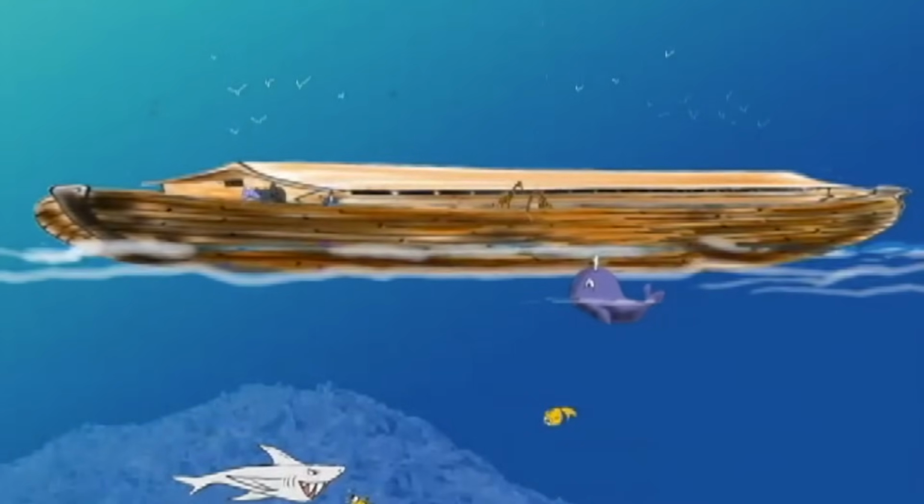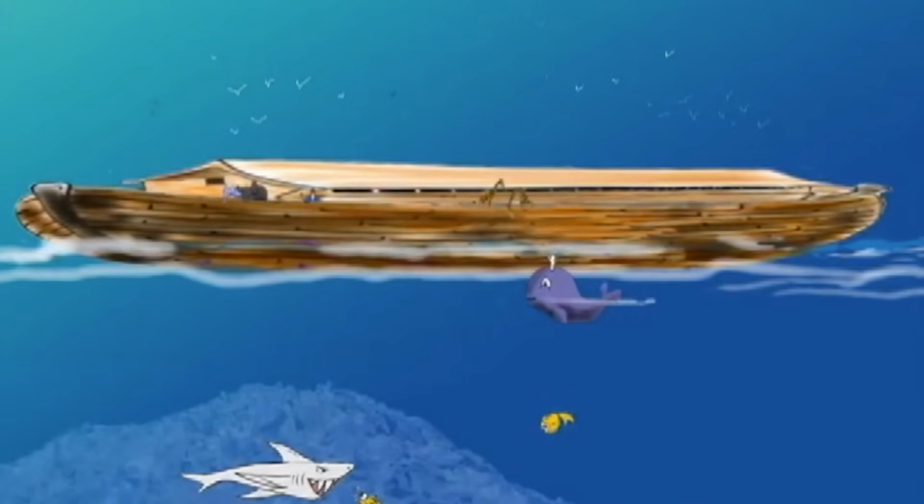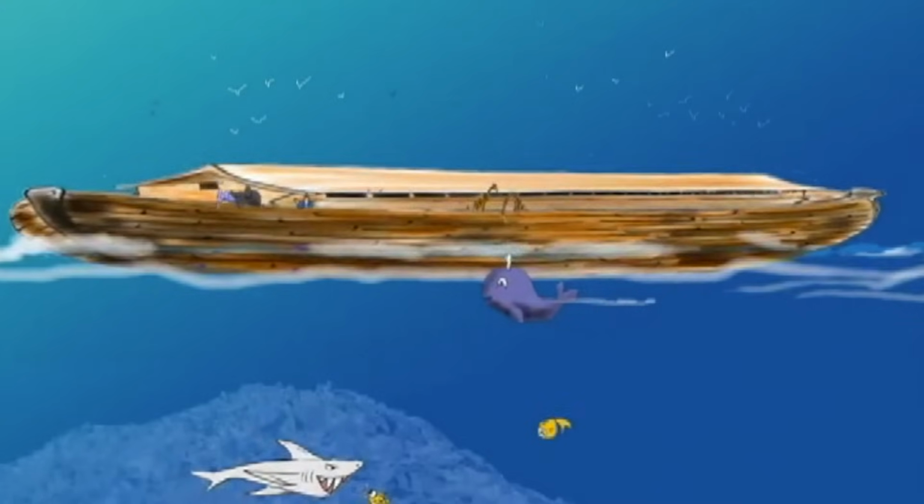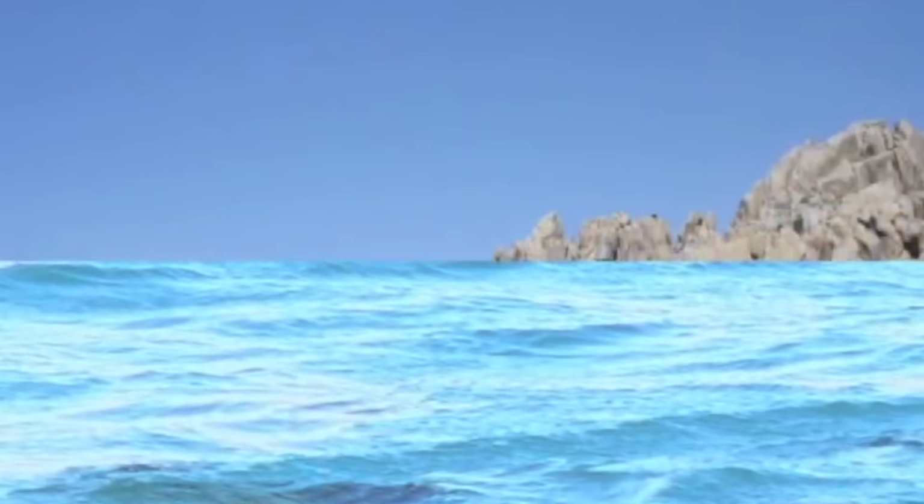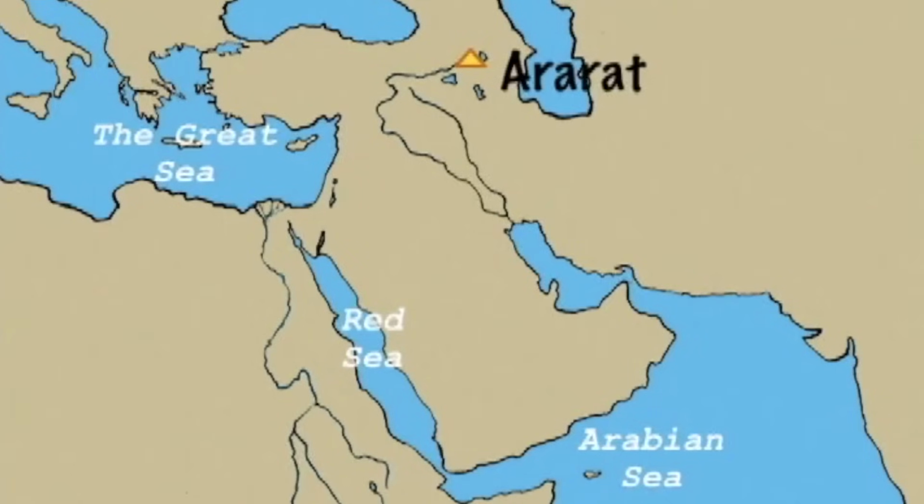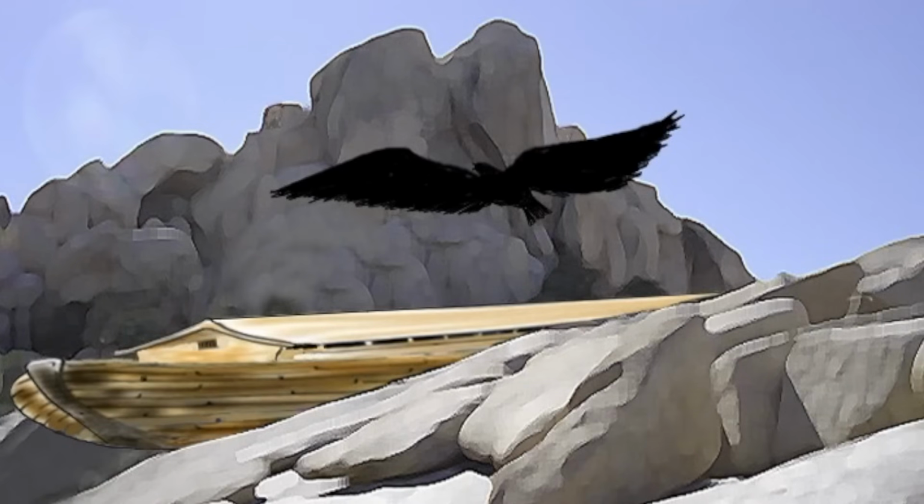The water covered the earth for 150 days, totally cleaning the earth of sin and its damage. The water slowly went back to where it came from. At the end of another 150 days, the ark rested on the mountains of Ararat. After 40 more days, Noah sent out a raven. It flew out and back, coming and going.